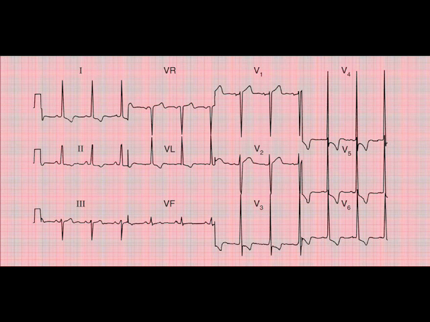Notice in V4, V5 and V6, and I think V3 as well, the T wave is inverted. I'll come back to that, but it is upside down, so do have a look at your T waves whenever you're looking at your 12 leads as well. Then we have to look at the heart rate, and I'm going to leave you to calculate that.